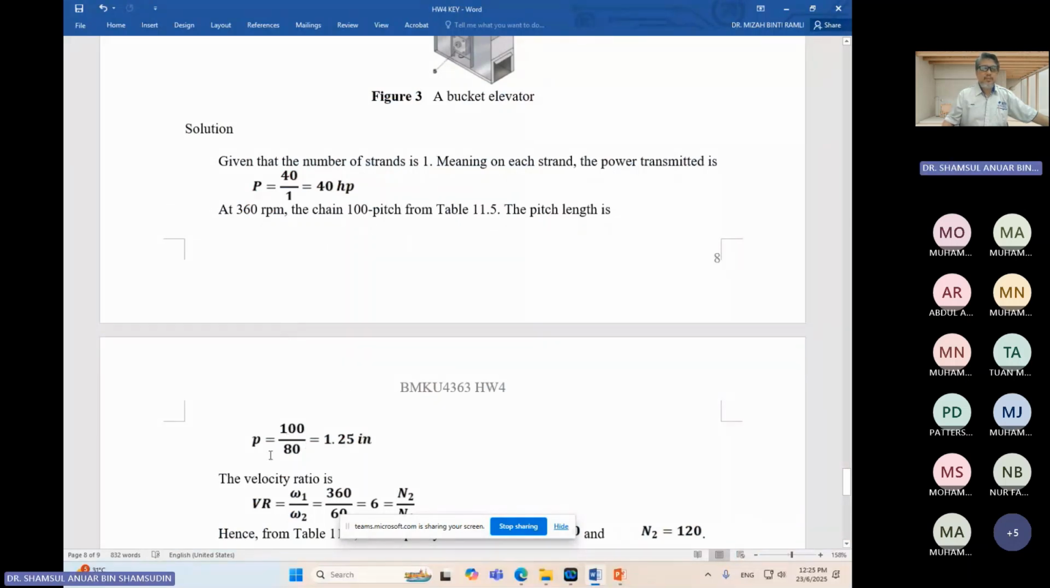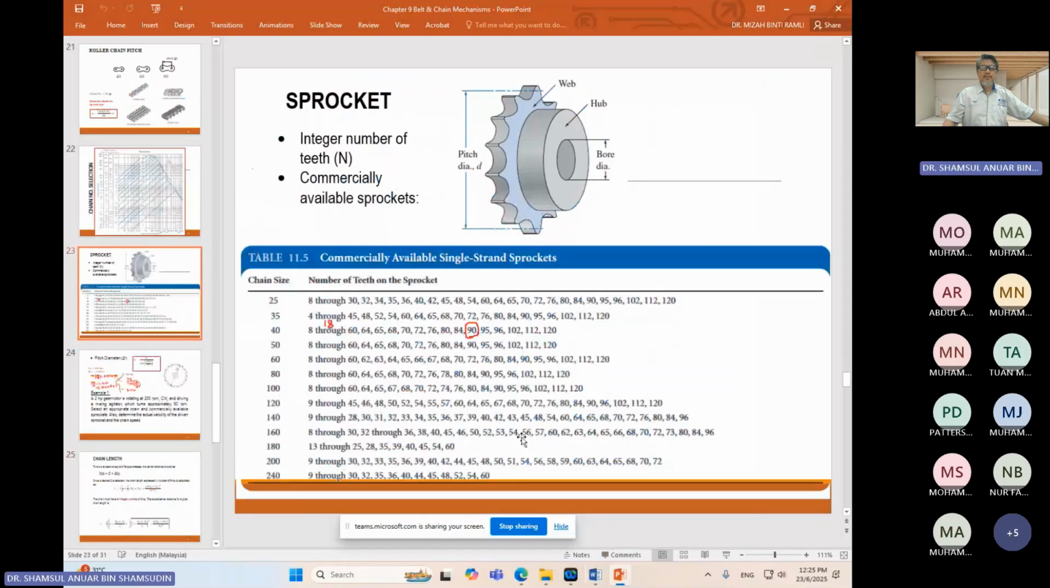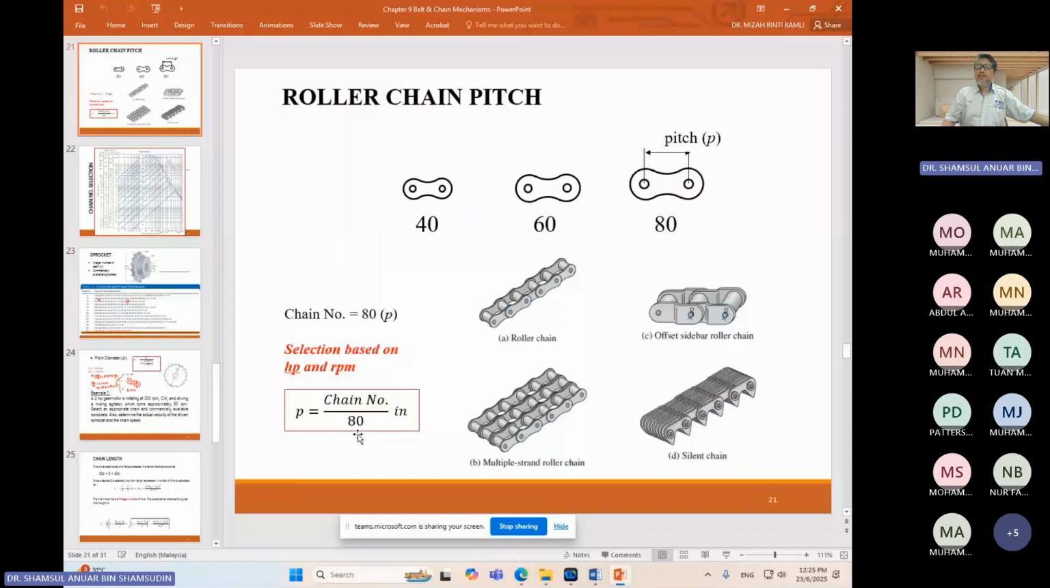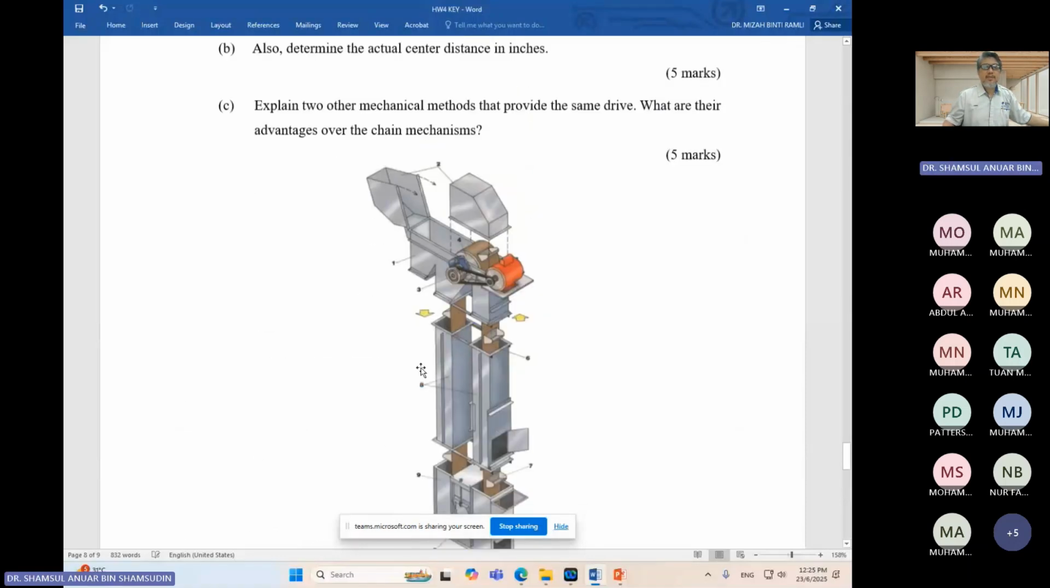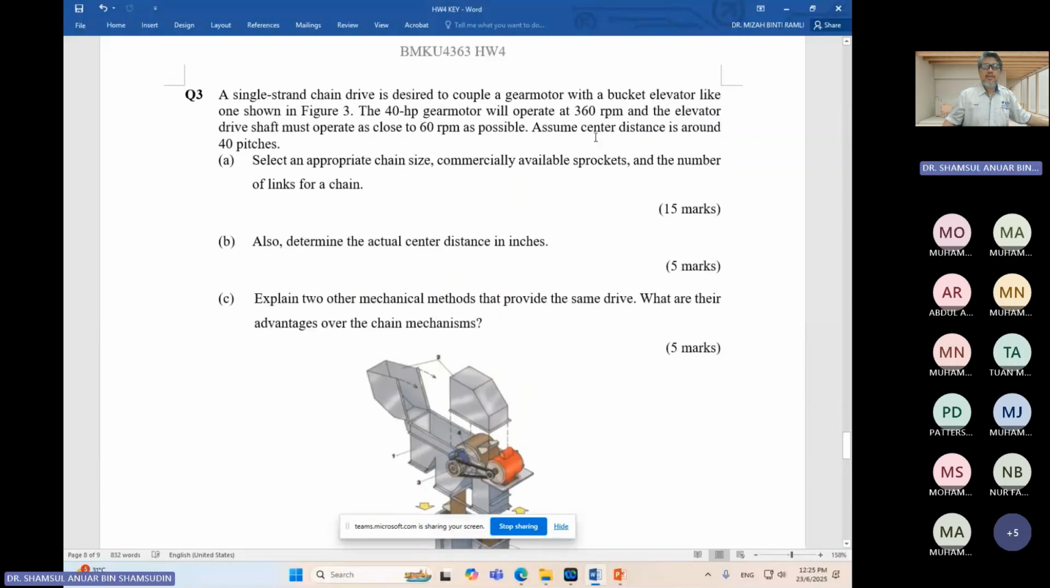So what is the pitch length? Take 100 divided by 80. That comes from the equation, so refer back to this one. Pitch is chain number divided by 80 in inches. So you get 1.25 inch for the P. Given the center distance C is 40 pitches, how long is it actually? 40 times 1.25 inches.